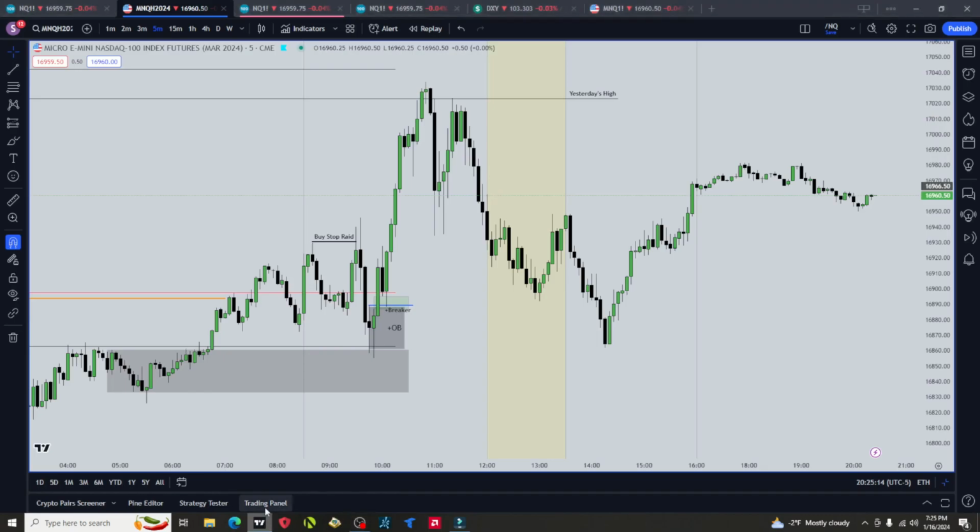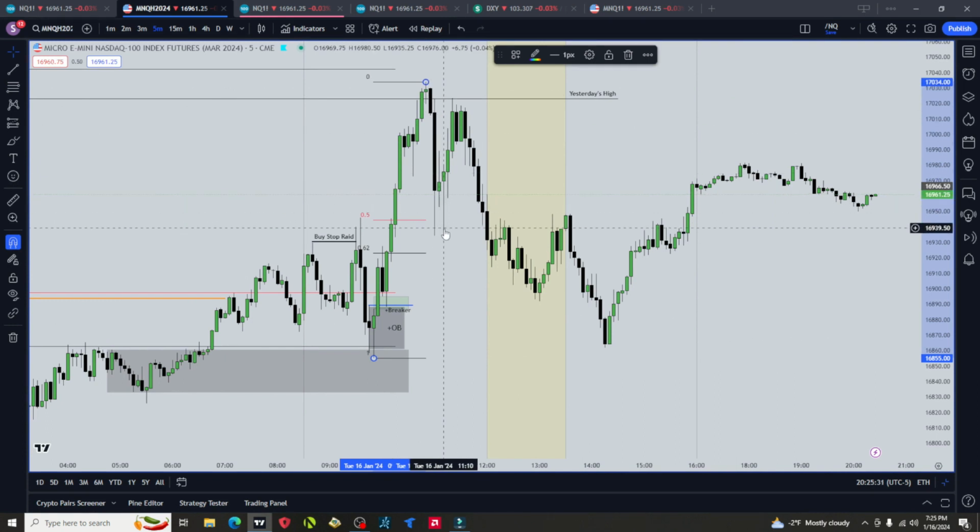All right, I'm back. I figured I might as well just talk about the rest of the day. So after we ran up from here and took out yesterday's high, we traded back down to equilibrium of this move. We went higher again, touched yesterday's high once more, and then traded down into New York lunch.